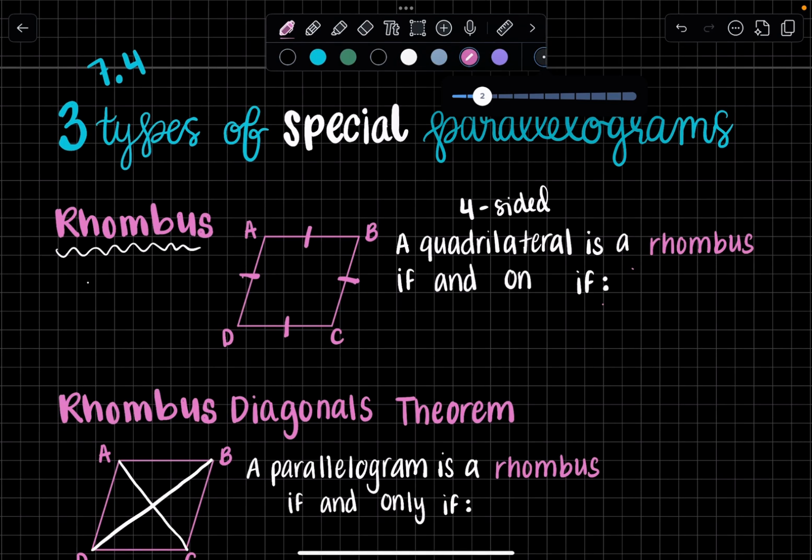Lesson 7.4, 3 types of special parallelograms. Okay, so we're looking at 3 special versions of parallelograms. The first we're going to look at is a rhombus.